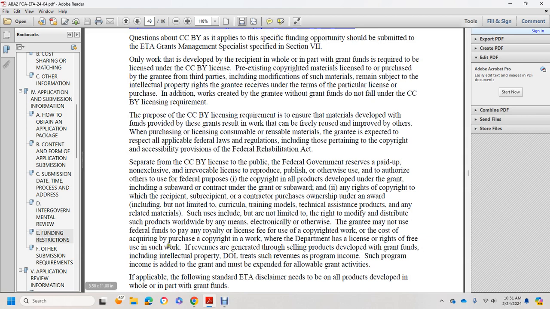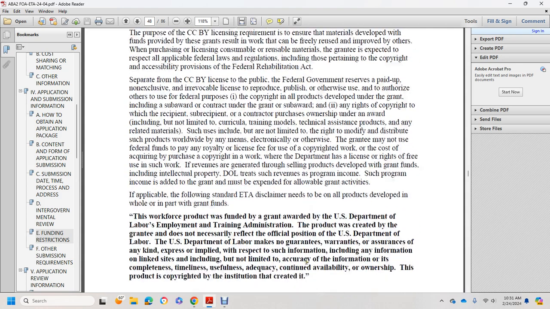Otherwise, the grantee may not use federal funds to pay any royalty or license fee for use of a copyrighted work, or the cost of acquiring or purchasing the copyrighted work, where the department has the license or rights to free use of such work. Revenues generated through selling products developed with grant funds, including intellectual property, are treated by the Department of Labor as program income. Such program income is added to the grant and must be expended on allowable grant activities.